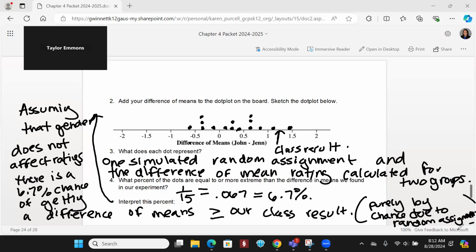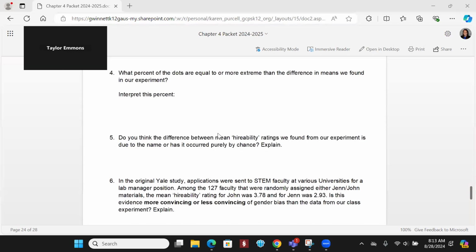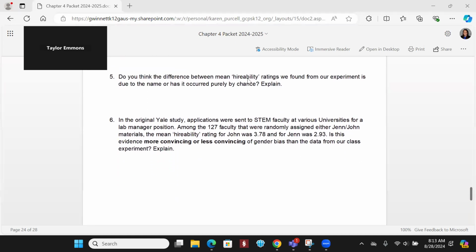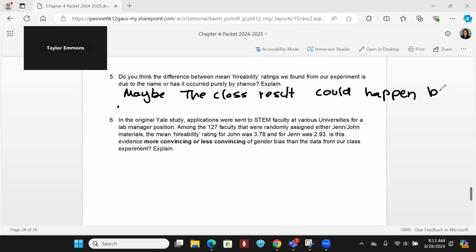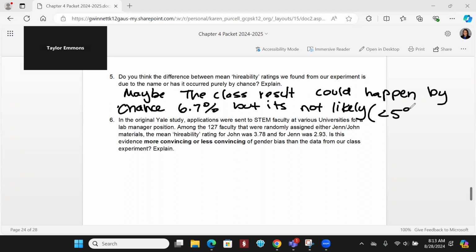There's something about finding p-values, and if the p-value is not above 5% it's statistically significant, so it's not like it happened by chance. So we could say maybe on this one, but yes, you are right. The class result could have happened by chance because it was 6.7%, but it's not likely. And just like what Nova was explaining, less than 5% is statistically significant. So we were close, but we were off by 1.7%.